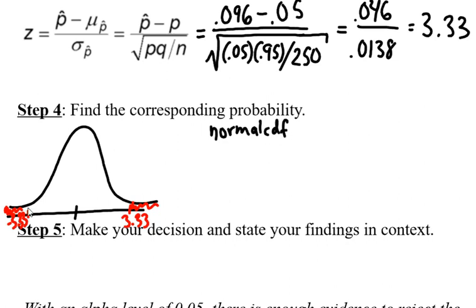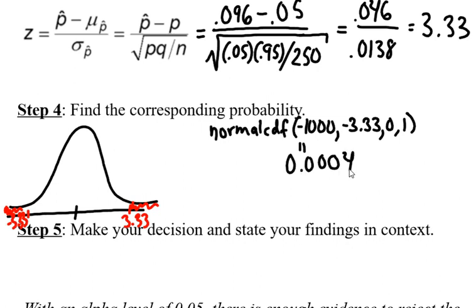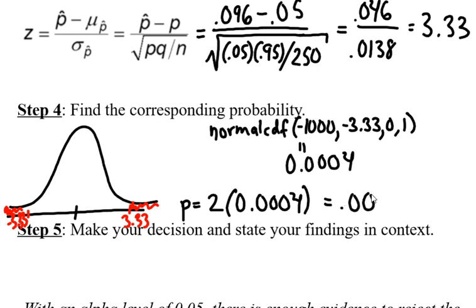CDF, I'm going to find the left tail and double it, so negative 1,000 up to negative 3.33. Mean is 0, standard deviation of 1. When we do that, I end up getting a corresponding very small value, 0.0004. If I double that, I'm going to get my p-value, 0.0008.